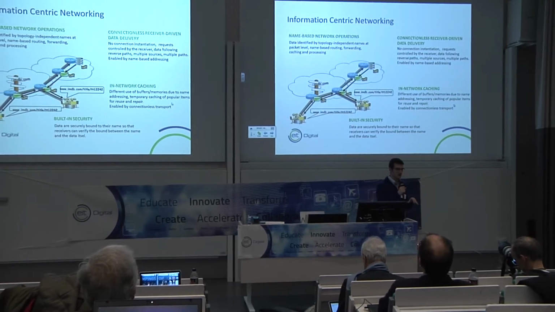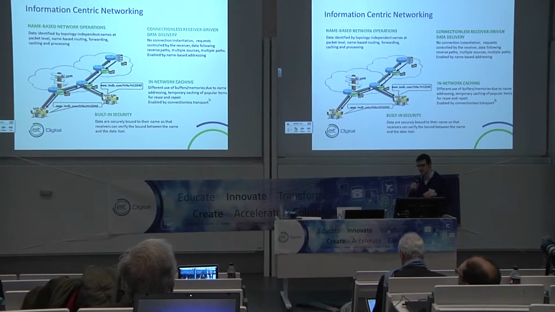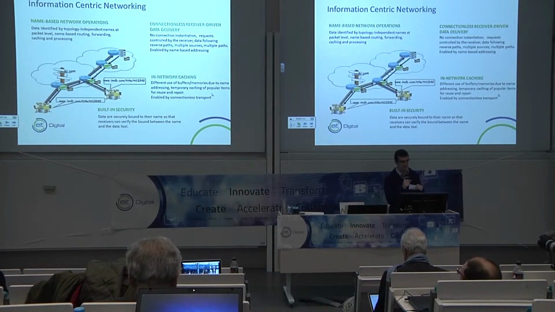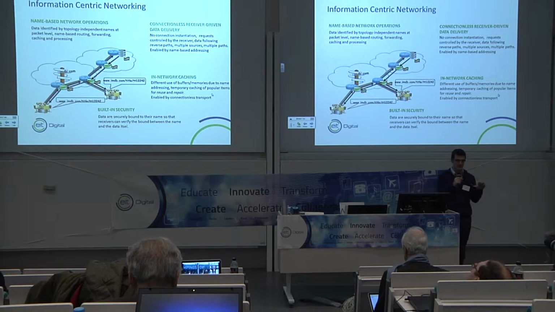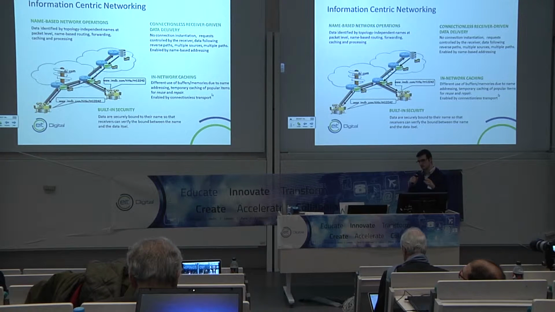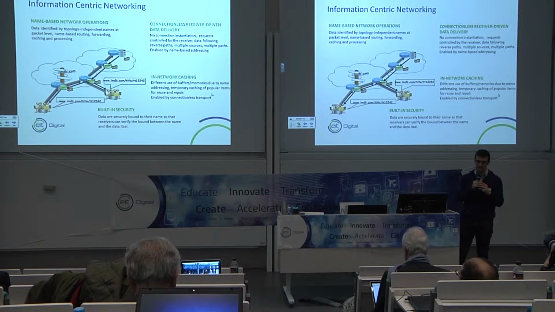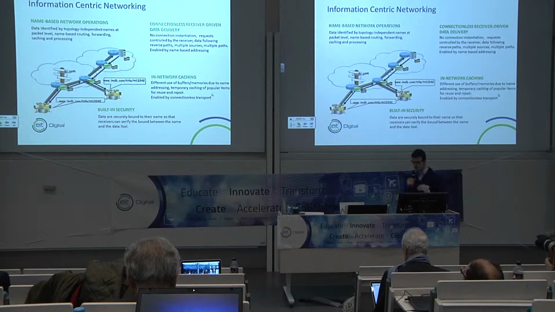We have, as I said before, in-network caching that basically helps the network in delivering the content more timely. Let's say, for example, if two users ask for exactly the same piece of data at two times very close in time, the data will be stored very close to the requester. So, for example, here the second blue node in the network. Then also we have built-in security, meaning that data are securely bound to their name, so that the receiver, the user who will use the content, will be able to verify that the data he received is exactly the data that he requested.